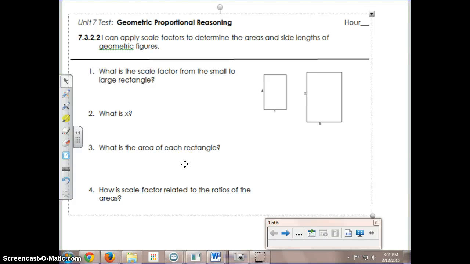Hi students, this is Miss Oberly, and today our lesson target is I can apply scale factors to determine the areas and side lengths of geometric figures.